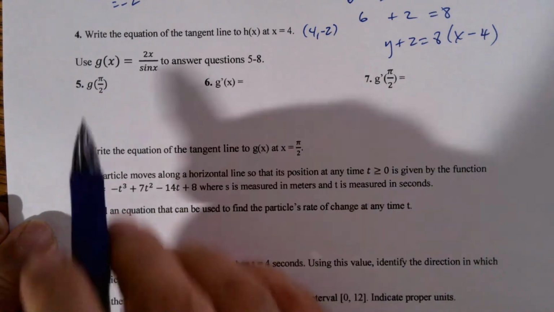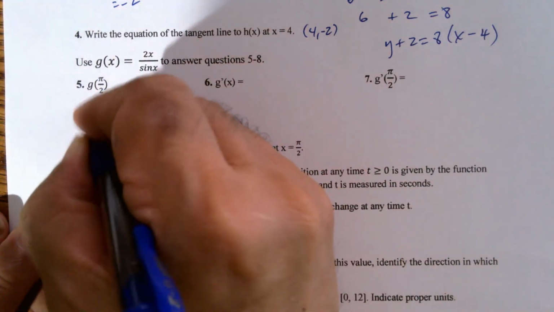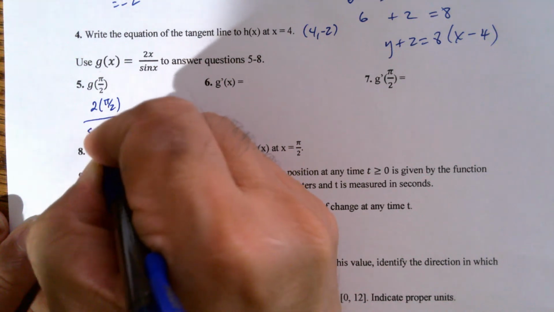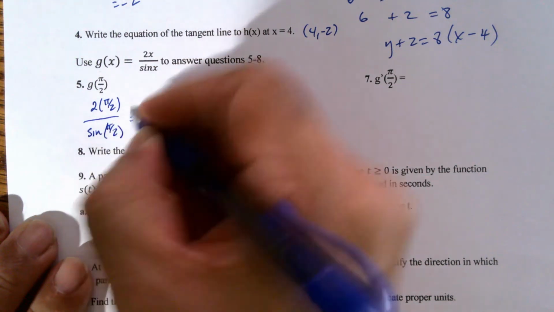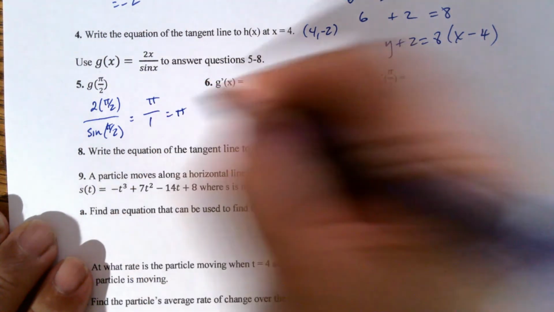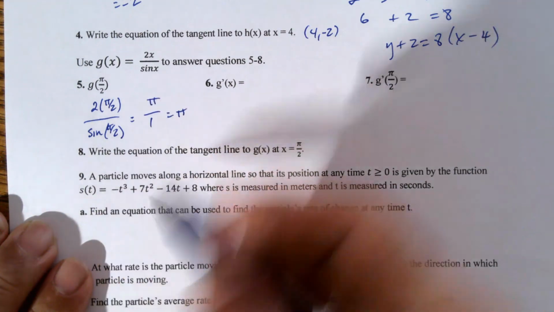And let's do 5 through 8. So first find g of pi over 2. So I'm going to plug in the pi over 2 into that. So it's 2 times pi over 2 over sine of pi over 2. So that's pi over 1. So just pi. G prime of x, you have to use the quotient rule because that's a quotient.